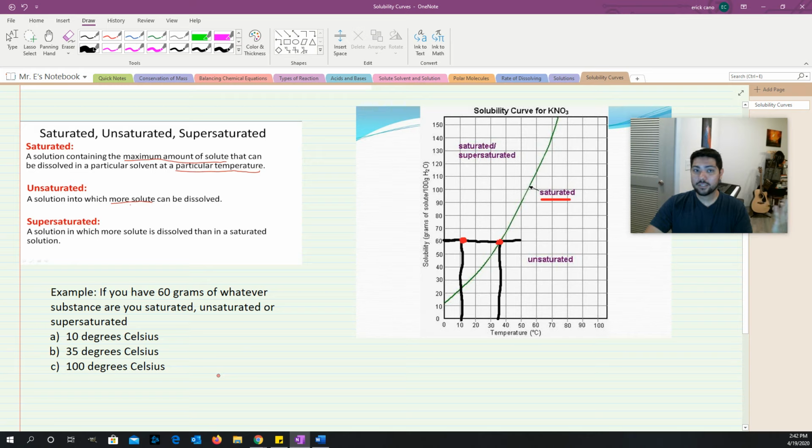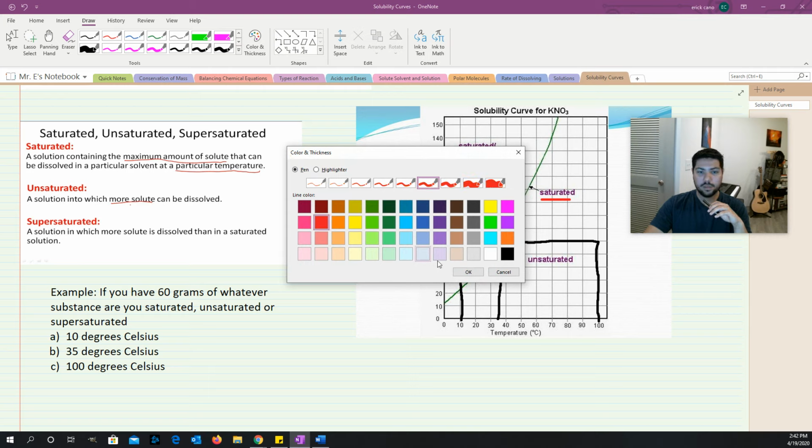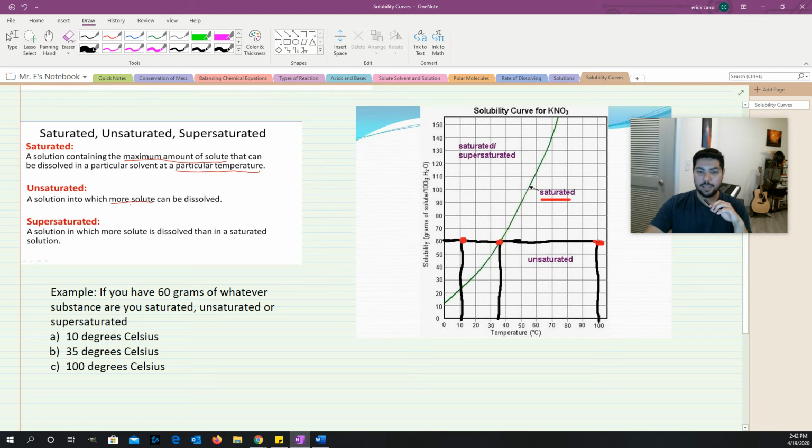Easy enough. And then the last one is at 100 degrees Celsius. Notice I'm keeping the 60 grams the same. At 100 degrees, what would it be? Well, at 100 degrees, I would be here, go to 60, do my little point, and am I above, on the line, or below the line? I'm below, so I would say that that is unsaturated. So that's it. You just have to see am I above, on the line, or below? Am I supersaturated or unsaturated?